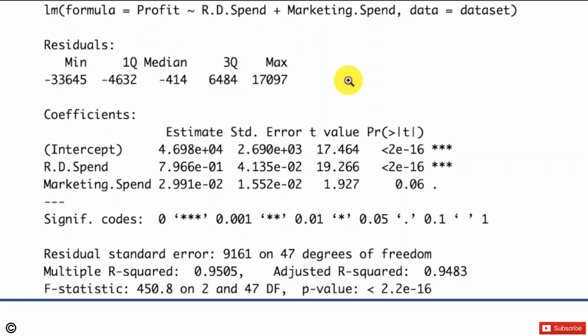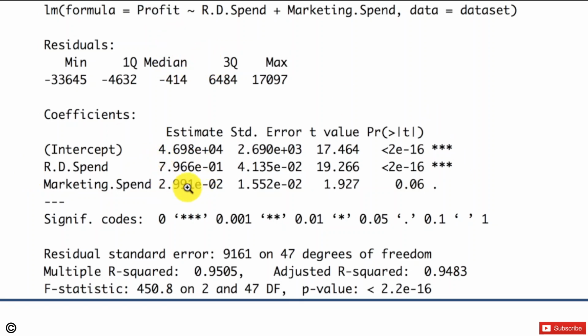So if you're spending more on research and development, making your product better, then probably your profit should increase eventually as well. Same thing with marketing. The more you spend on marketing, the more you sell, and therefore the profit should also go up. And that's the sign. If the sign were negative, then it's the opposite effect. So basically you increase your independent variable and your dependent variable decreases.